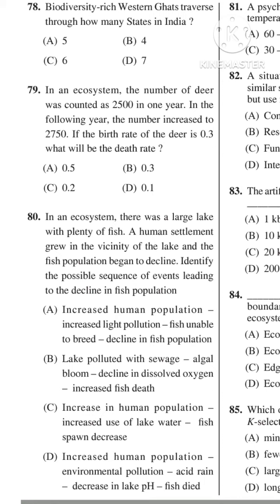So the right answer is due to increase in human population, nothing but urbanization, the lake started polluting, and we know that the lake is polluted due to discharge of sewage, and it causes increase in the nutrients and leads to growth of algae called algal bloom, and we know that algal blooms decrease the oxygen in the water and thereby cause fish death. So option B is the right answer.